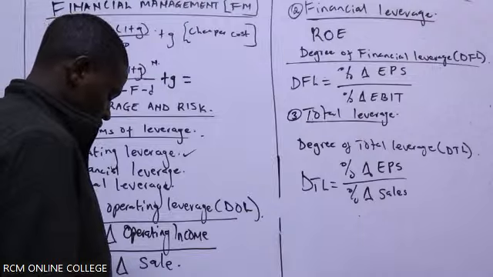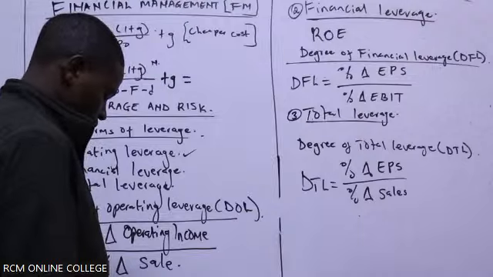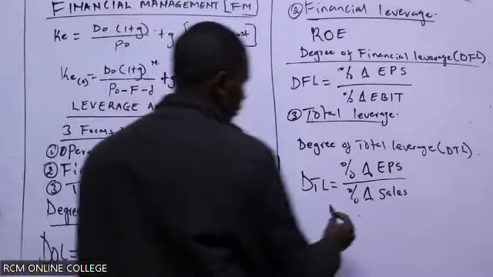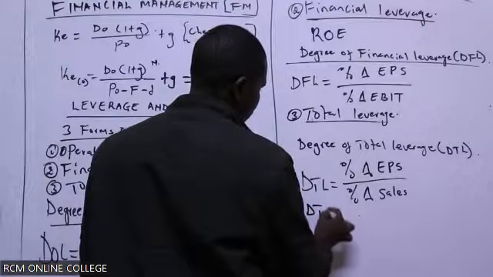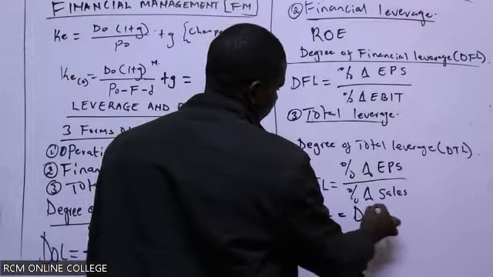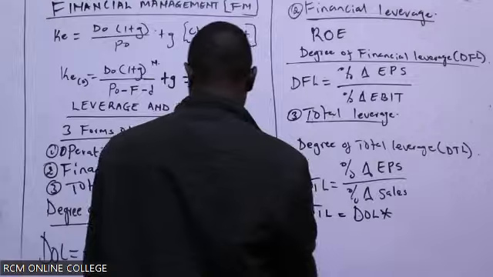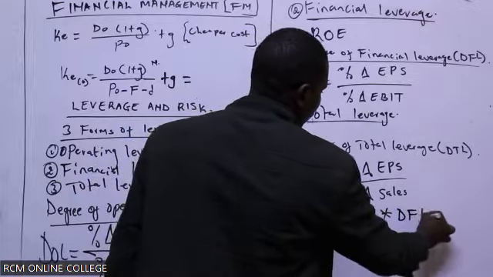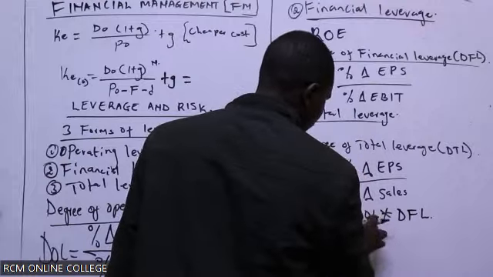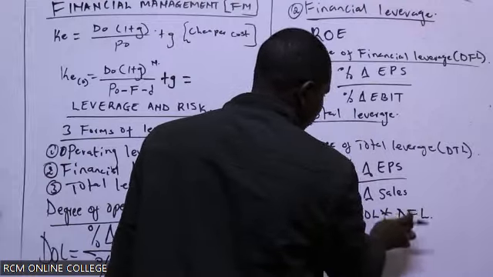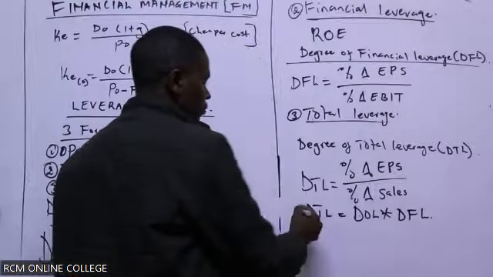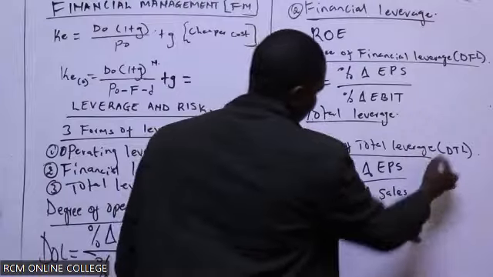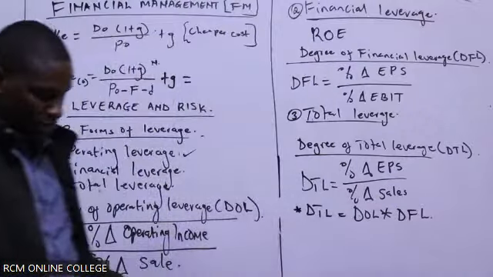I want us to, you see, for this one, you can still take DTL. DTL can be given by DOL times the DFL. So whatever you get as the degree of operating leverage multiplied by the degree of financial leverage, this is the alternative. Remember, we said it is a combination, so it can be given like that.